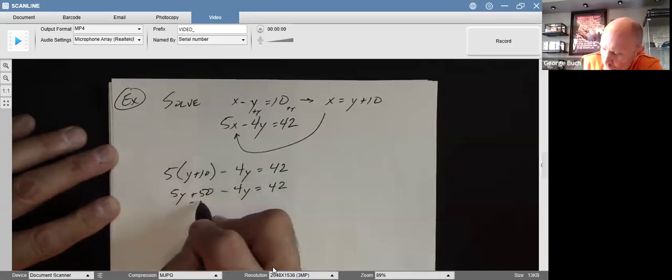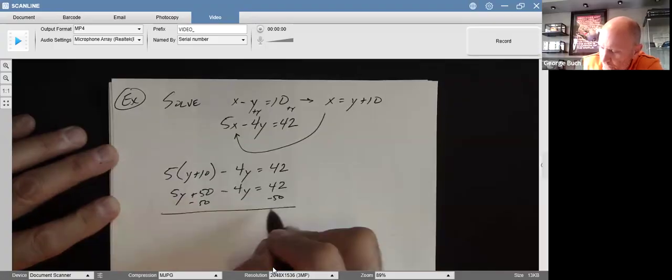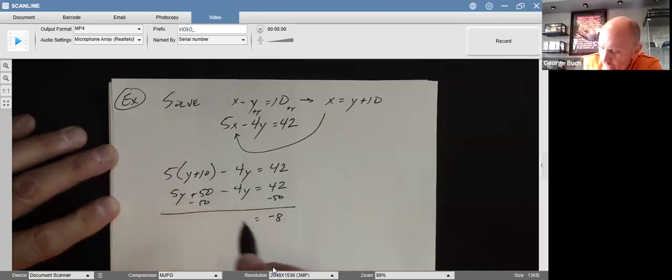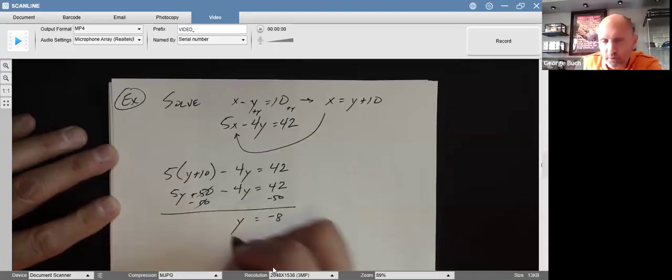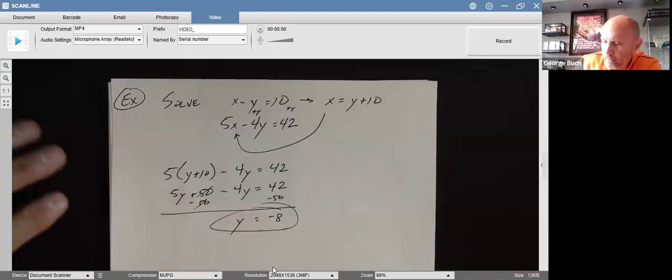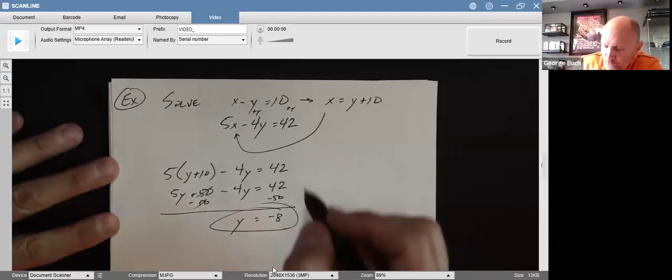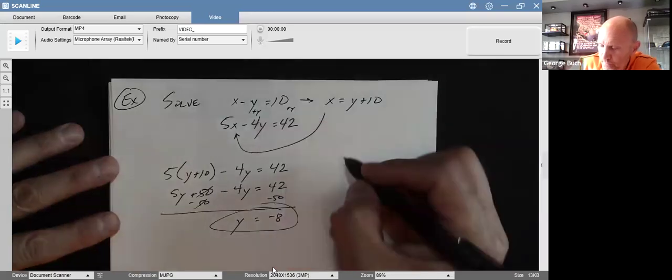Subtract 50 from both sides. You get negative 8 on this side. And then over here, I have 5y minus 4y, which is just 1y. Therefore, y is equal to negative 8. Plug it back into either equation. So I'm just going to use the first equation, the original equation.